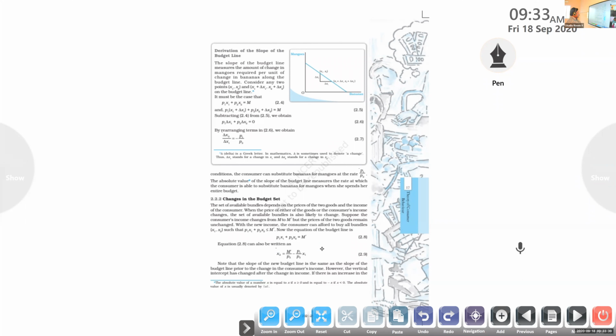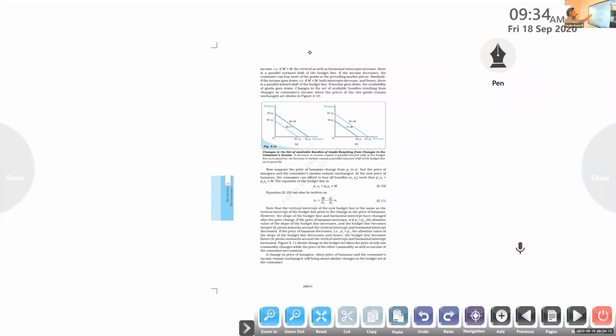Note that the slope of the new budget line is the same as the slope of the budget line prior to the change in the consumer income. However, the vertical intercept has changed after the change in the income. So vertical intercept means we are going to increase some particular commodity, maybe X1 or X2. Okay, the slope is not changing, but the intercept might change. Sometimes the number of bananas will increase, sometimes the number of mangoes will increase. Related to that, the budget line will change. Slope remains the same.